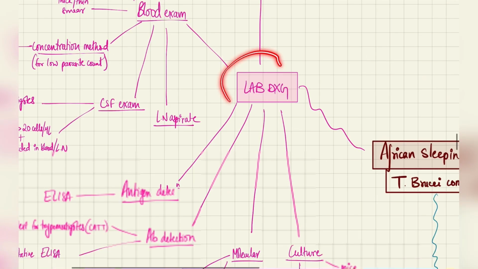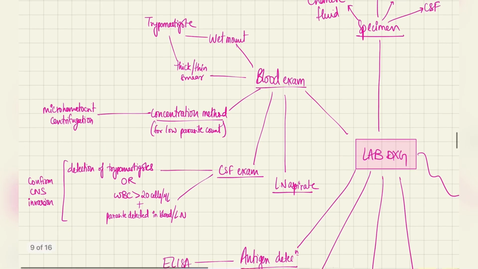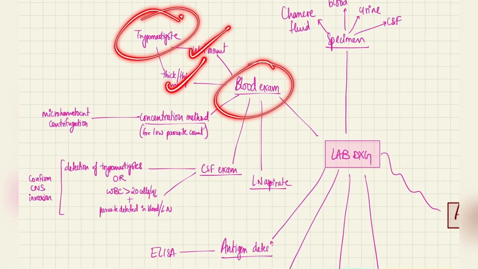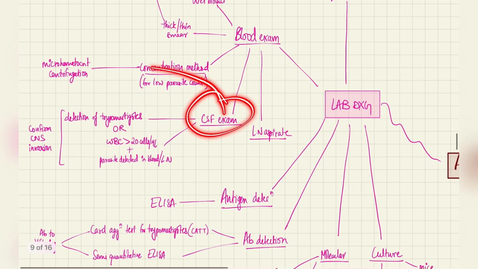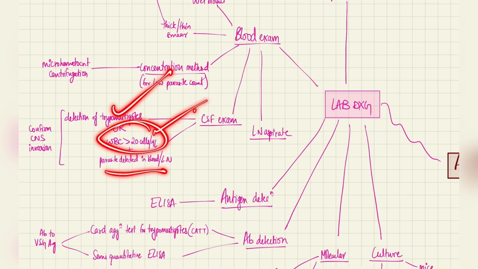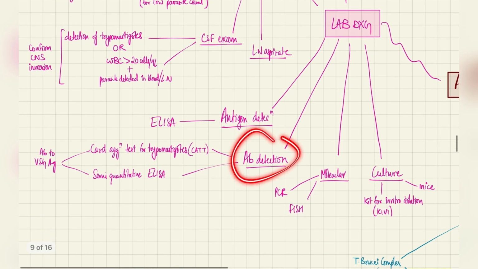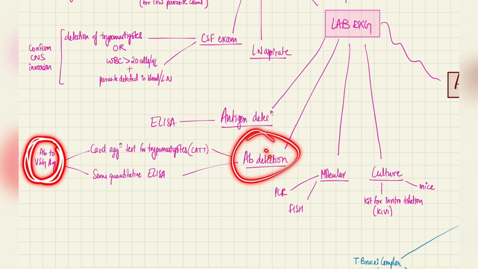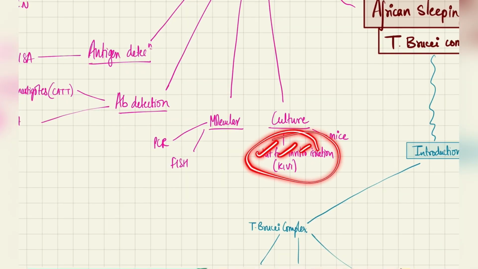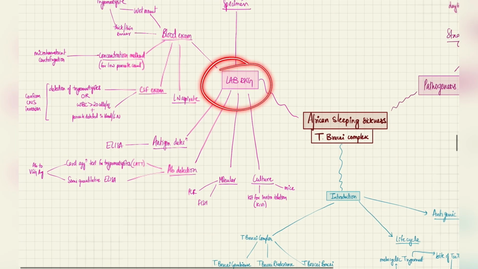So a lot of terms here in the lab diagnosis, but what we can remember is in blood examination, again wet mount, thick thin smear, the trypomastigote form is detected. In CSF examination, we confirm CNS invasion by detection of trypanosomes or a WBC count more than 20 cells per microliter and parasite detection in blood and lymph nodes. Apart from that, we can detect antibodies against the variable surface glycoprotein antigen using CATT, and then the usual antigen and molecular tests, and we do a culture in the KIVI, kit for in vitro isolation. That's it for lab diagnosis.